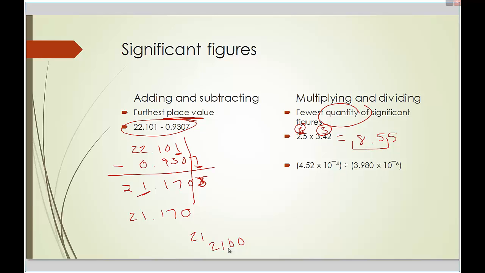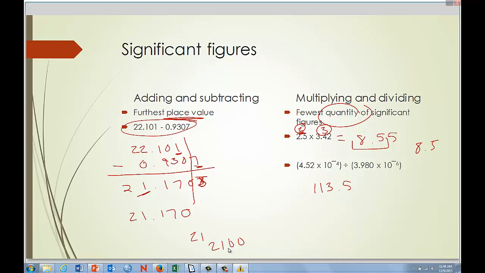We're going to do the same thing with scientific notation. 4.52 times 10 to the negative 4 divided by 3.980 times 10 to the negative 6. If we actually do that division in the calculator, it becomes 113.5678. There's 3 numbers here. There's 4 numbers here. So we're going to take the fewer of the 2 numbers, which is 3. So I'm going to make that 114.